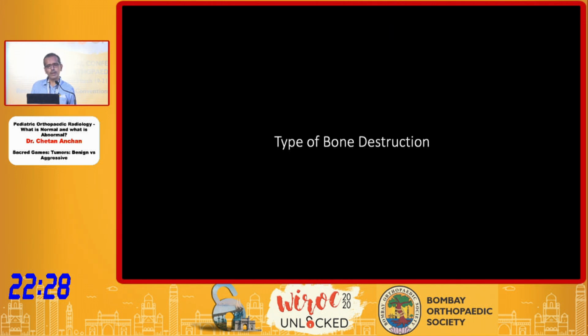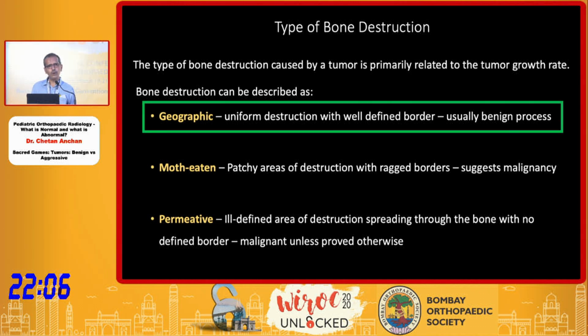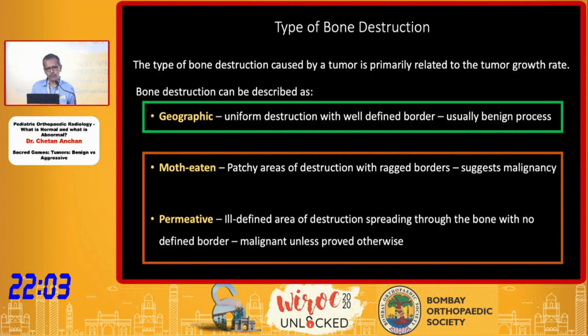Then we come to the pattern of bone destruction. This has been typically described in three ways. One is geographic, where there is uniform destruction with well-defined borders. The next is moth-eaten, which is patchy areas of destruction with ragged borders, and the permeative pattern of bone destruction, where there is ill-defined area of bone destruction which spreads through the bone with no defined border. For us, what we need to know is whether it is geographic or whether it is non-geographic. Geographic indicates a benign condition, whereas non-geographic indicates a very aggressive or a malignant disease.